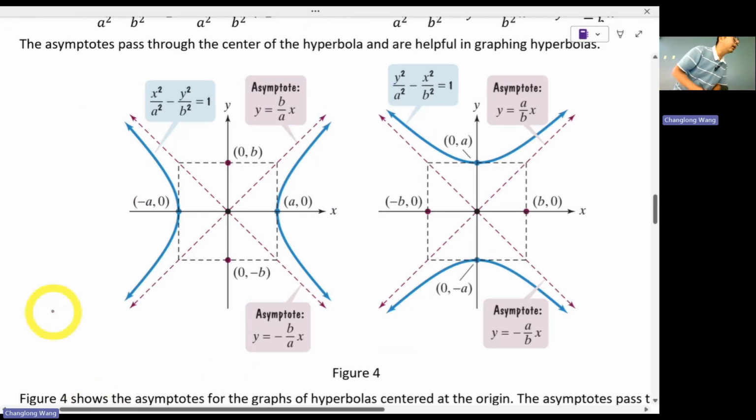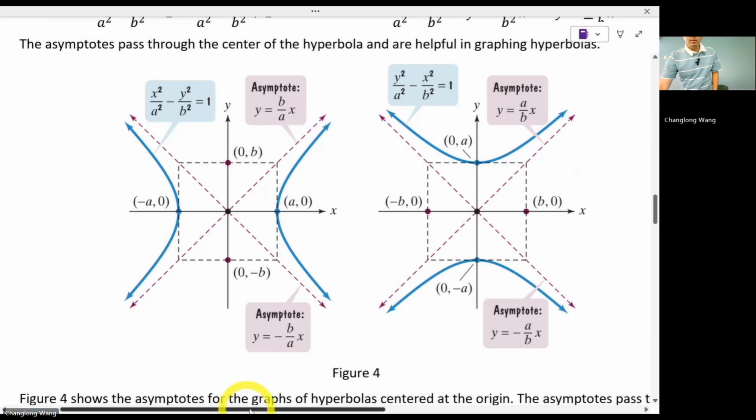for a horizontally opening hyperbola. So you have a slant asymptote that goes through the origin, because y equals something times x without a y-intercept. So it'll be a line that goes through the origin, and this one has a positive slope. That's going to be b over a. And the other one has a negative slope. It'll be negative b over a. Okay? And I'll talk about what that little rectangle with dashed lines represents.